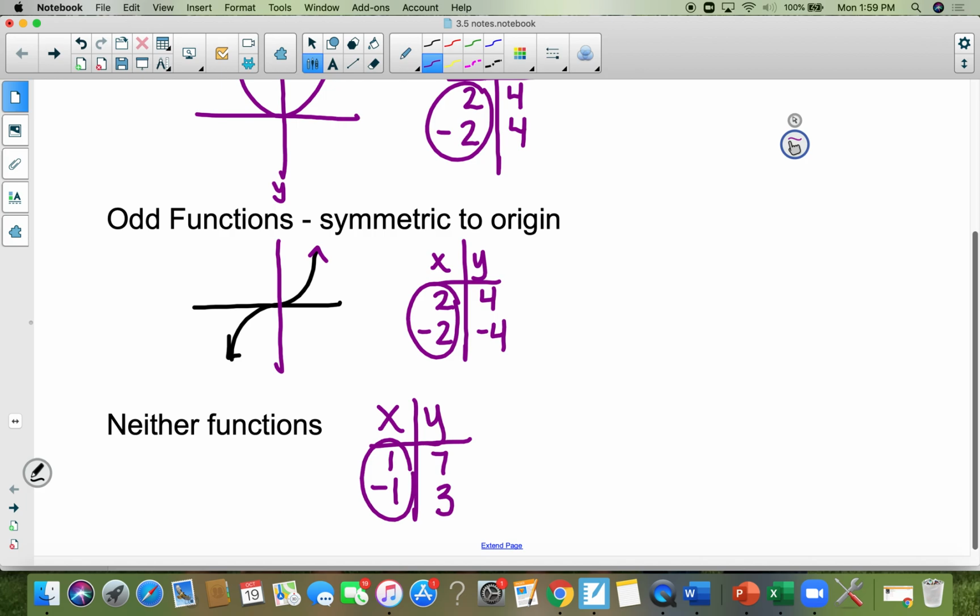If they turn out to be the same, it's even. If they turn out to be opposites, it's odd. And if they turn out to be completely different, it's a neither function. So just remember that.